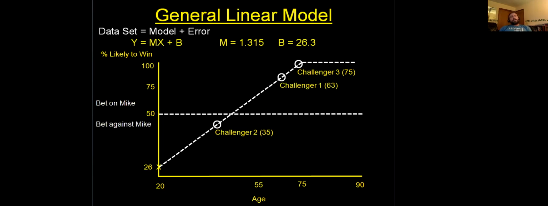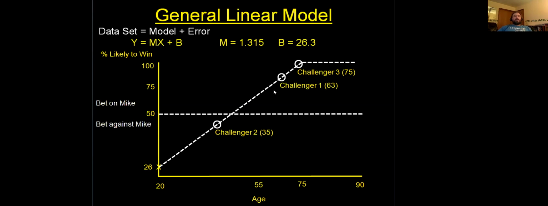So let's take a look. Let's understand what we have. We're betting on Michael Jordan playing one-on-one against these 3 challengers. So if Mike's likelihood of winning is above 50%, we want to bet on Mike. If Mike's likelihood of winning is below 50%, we want to bet on the challenger. We've already sort of written off challenger 3, who we knew was age 75. And given our model, that falls right here, at almost a 100% win rate for Mike. Still feel good about that.